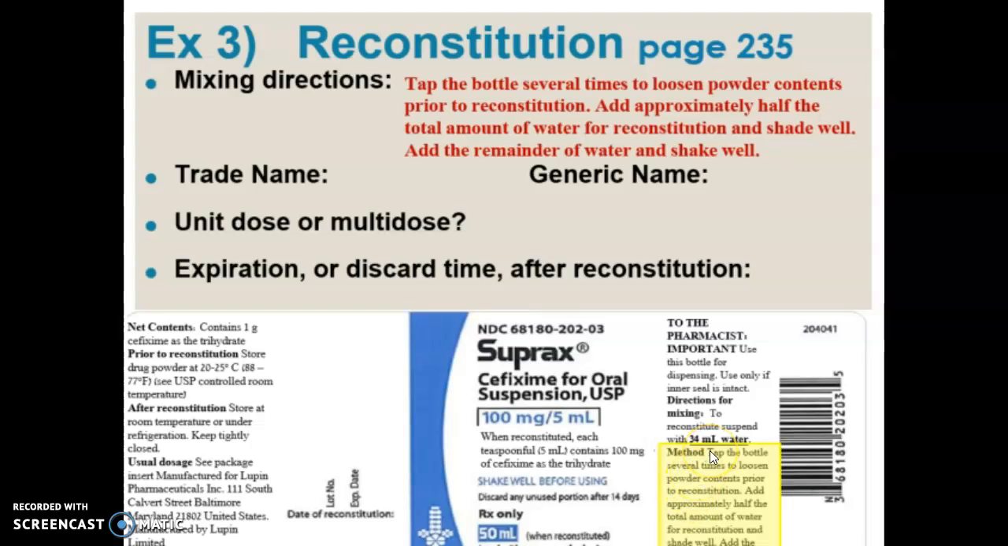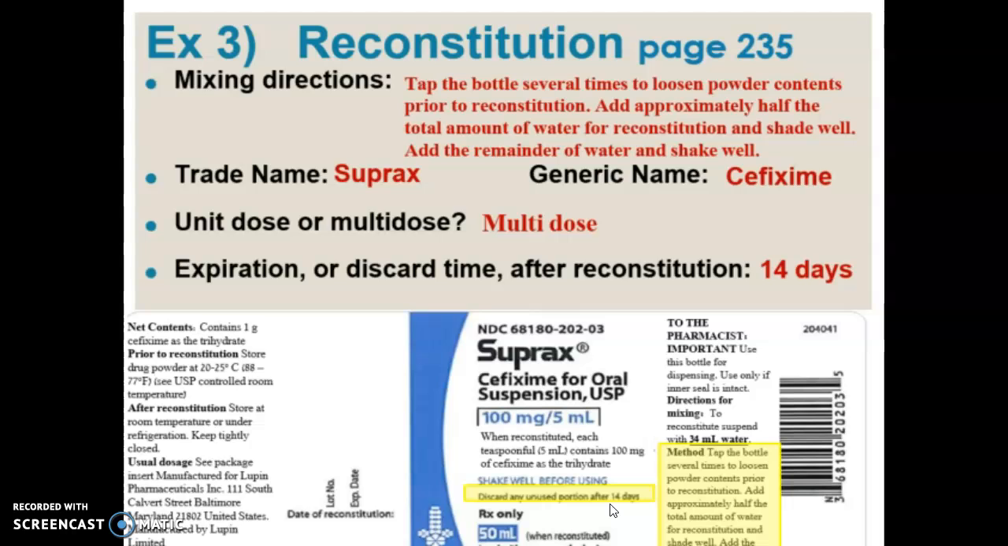What is the trade name and generic name? Well, trade name is Suprax. Generic name is Cefixime. Unit dose or multi-dose container? Well, we said typically you'll be pulling 5, 10, 15-ish milliliters. And there's 50 of them in there. So this is a multi-dose. Expiration or discard time after it's been reconstituted. Oh, right in here. Discard any unused portion after 14 days.